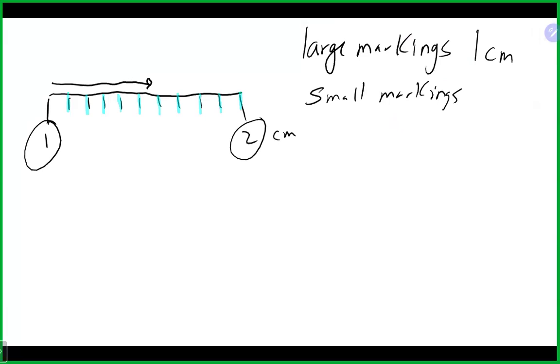That means each small marking represents how much? Each one represents, if we divide 1 centimeter by 10, 0.1 centimeters, right? So 0.1 of a centimeter is basically what it represents. This would be then 1.1, 1.2, 1.3, 1.4, 1.5, 1.6, 1.7, 1.8, 1.9, and 2 as we get over there.